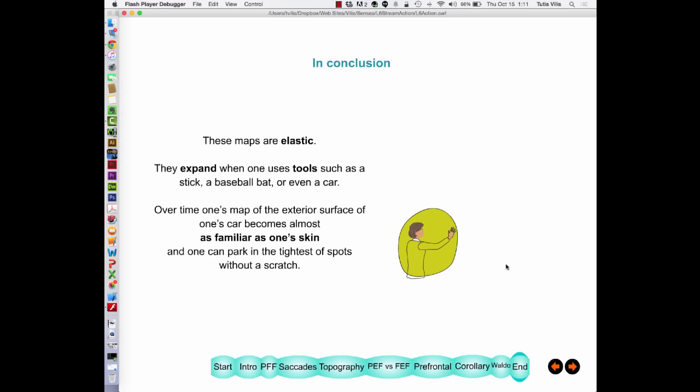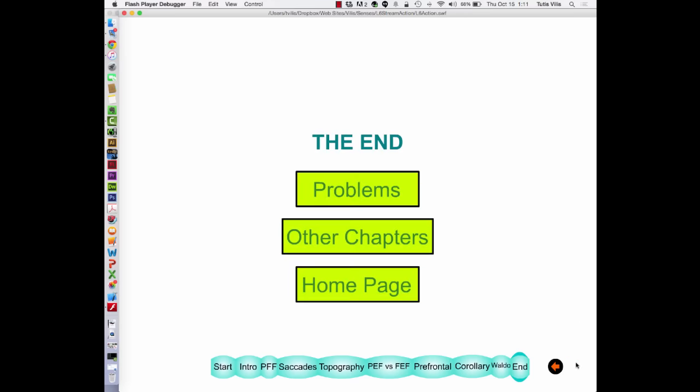If we take a pointer, the area of space that this represents gets larger. If we sit in the car, this area of space becomes larger still, and we know exactly where the edges of your car are, and if you're good at it, you can then park your car very accurately in a tight situation. Okay, that's it.